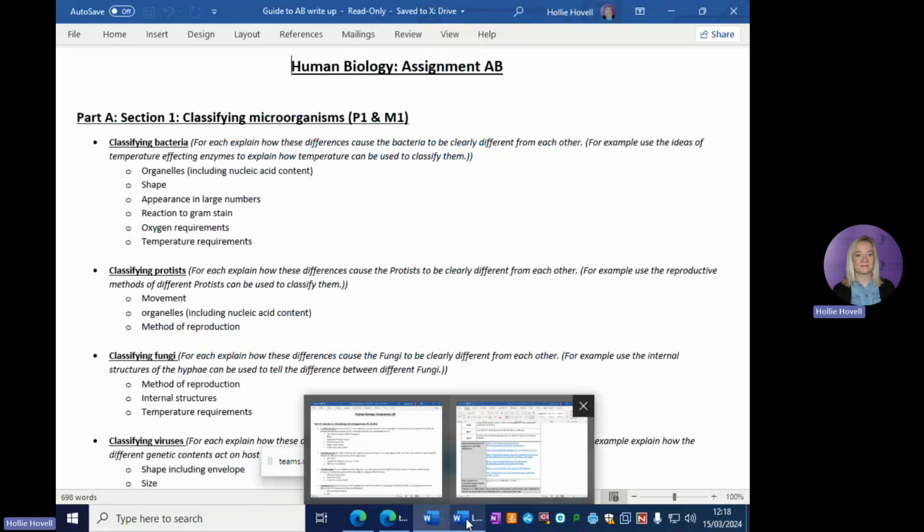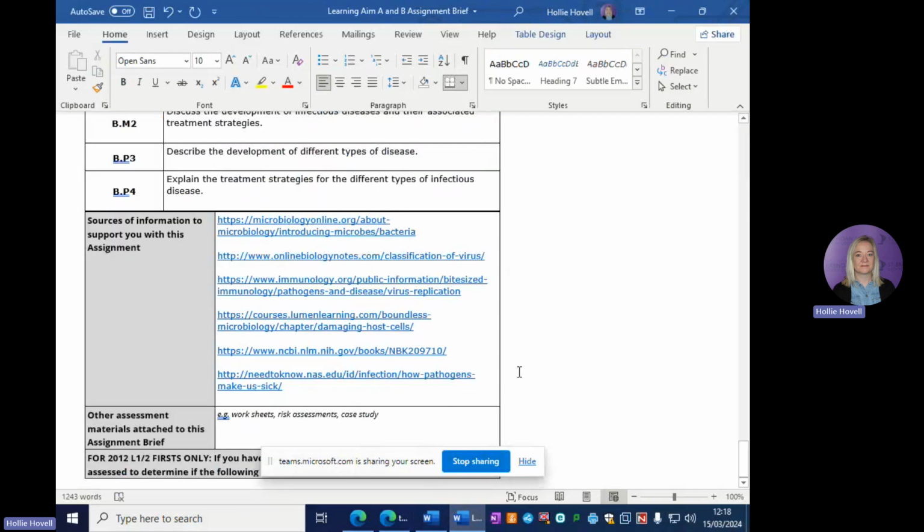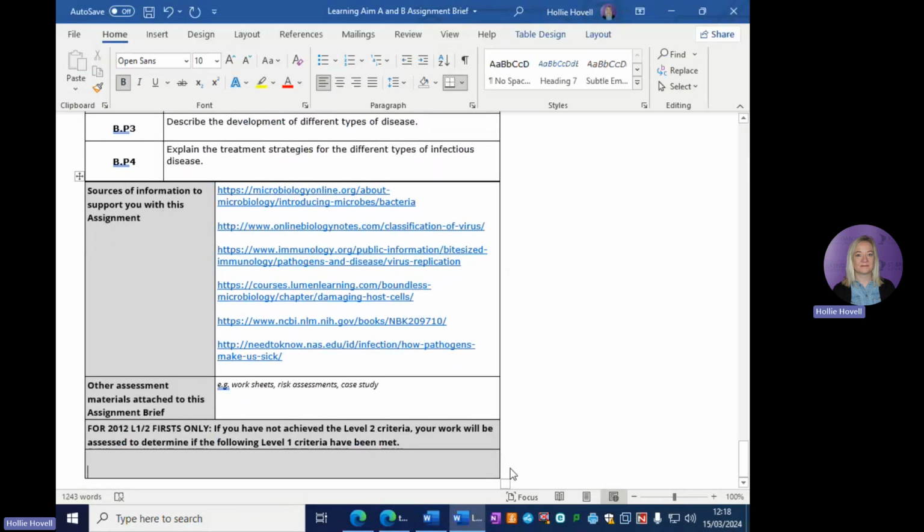There's going to be a few of these videos for each section. You're going to write up your work just underneath this table here, as you did before. So literally you can just go onto new lines underneath here and start your write-up underneath this table.